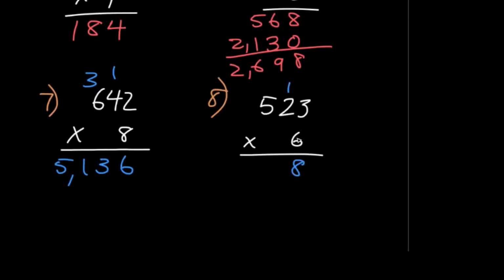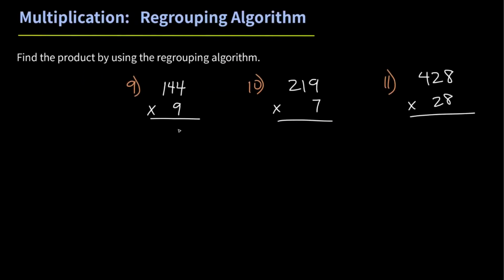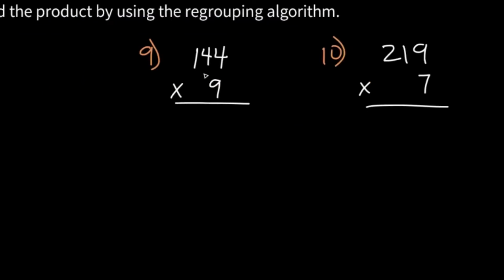Number 8, 6 times 3 is 18. Carry the 1. 6 times 2 is 12, plus 1 is 13. Carry that 1. 6 times 5 is 30, plus 1 is 31. So the result is 3,138. Number 9, we have 144 times 9.